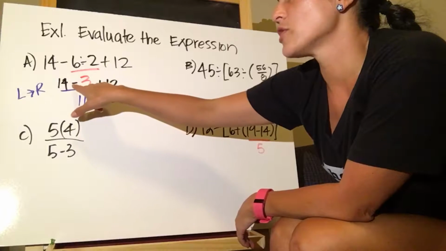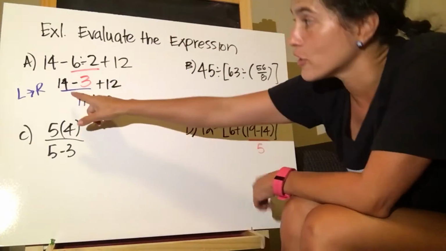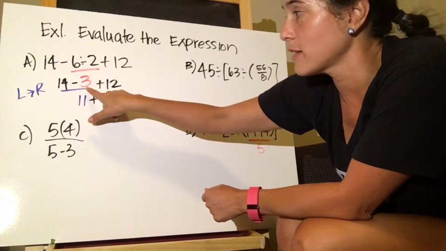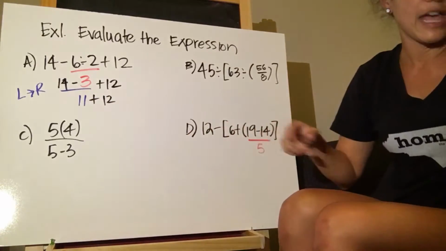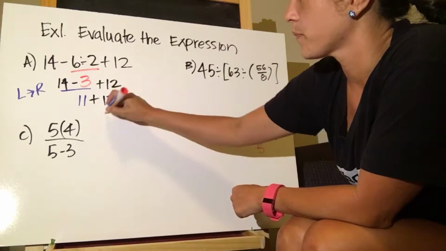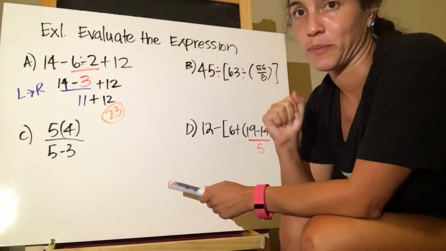And then I have subtraction and addition, and you might think let's add first, but you have to go from left to right. So 14 minus 3 is 11, 11 plus 12, and then your last step is to add. 11 plus 12 is 23. So you evaluated it, and you get 23.